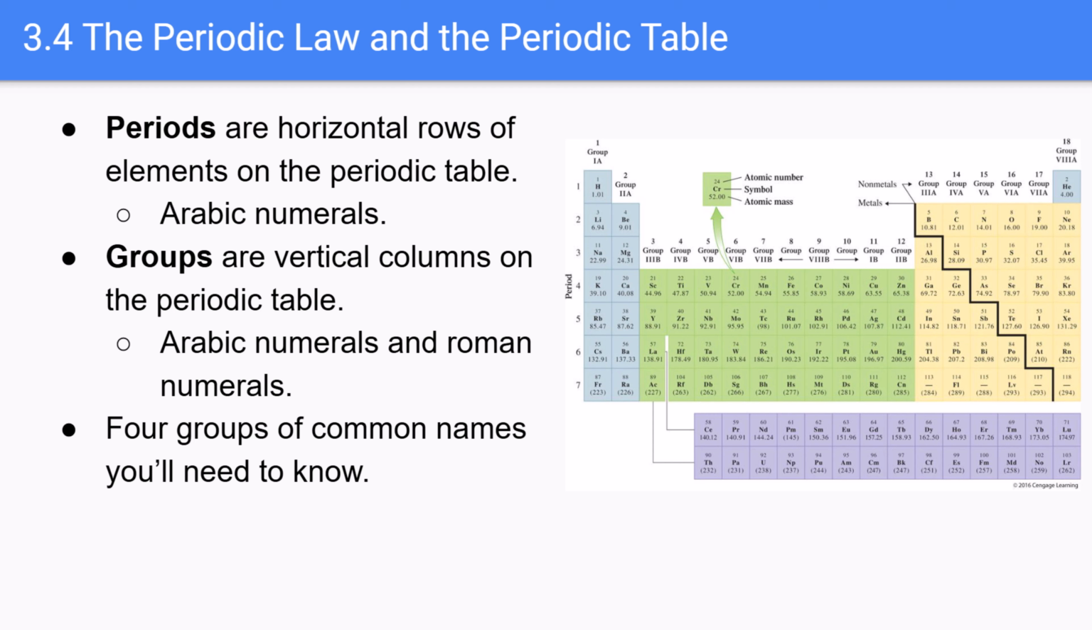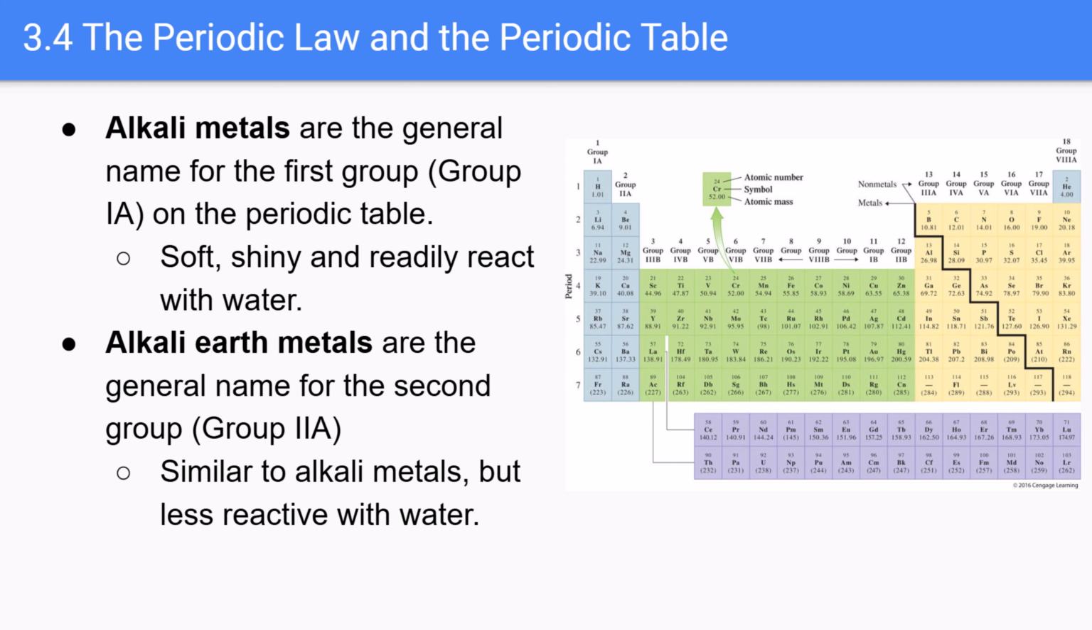But there are 4 common groups of element names that you're going to need to know for this particular course. The first group I want you to know are the alkali metals, which is the group on the far left-hand side of the periodic table. The alkali metals are the general name for the first group, group 1A, and they're named so because when they react with water, they typically form substances that are basic in nature. These are soft, shiny, and readily react with water. Lithium is something you can literally cut with a plastic fork. It's very soft and easily breaks apart, but it readily reacts with water. You've probably seen videos on YouTube of people dipping lithium, sodium, or potassium in water and watching the reaction take place.